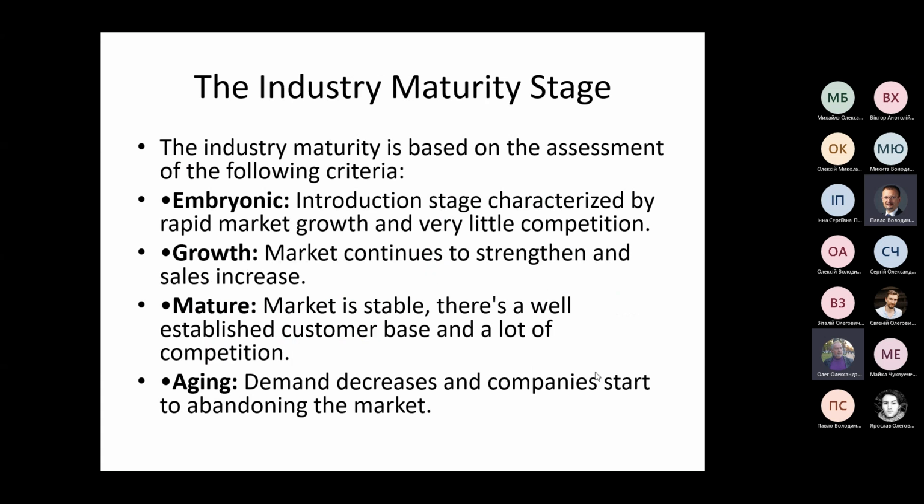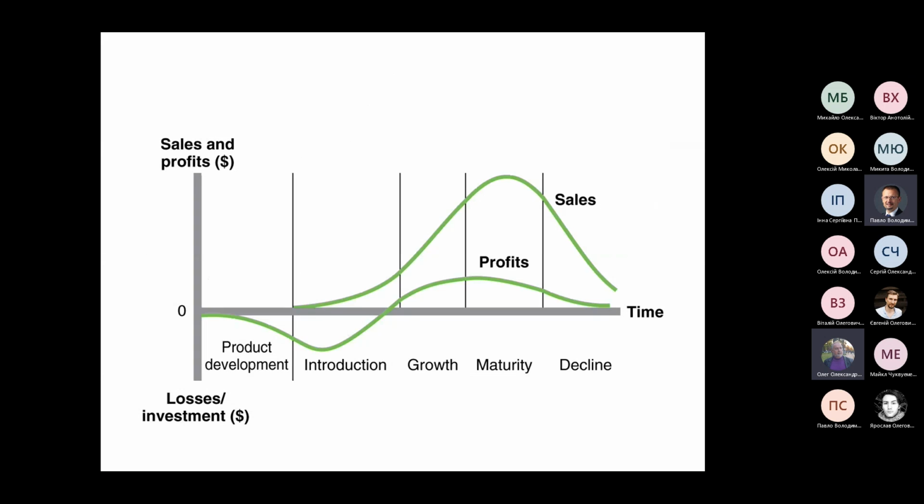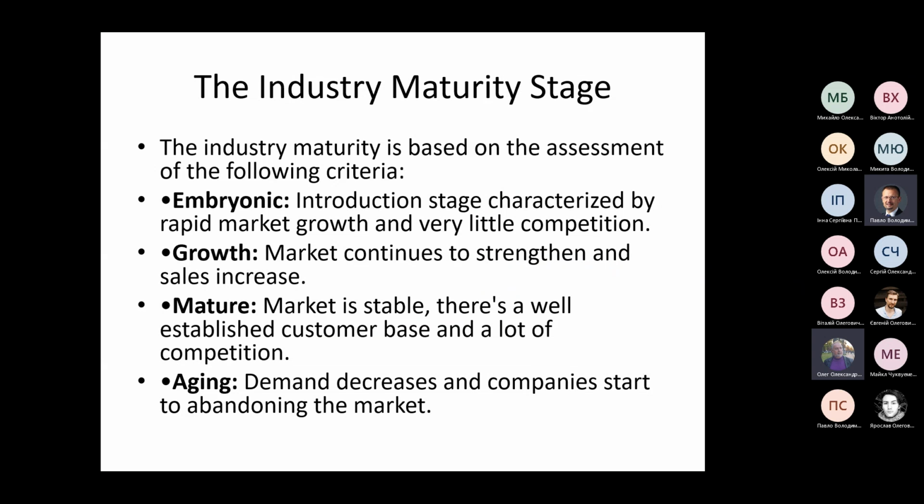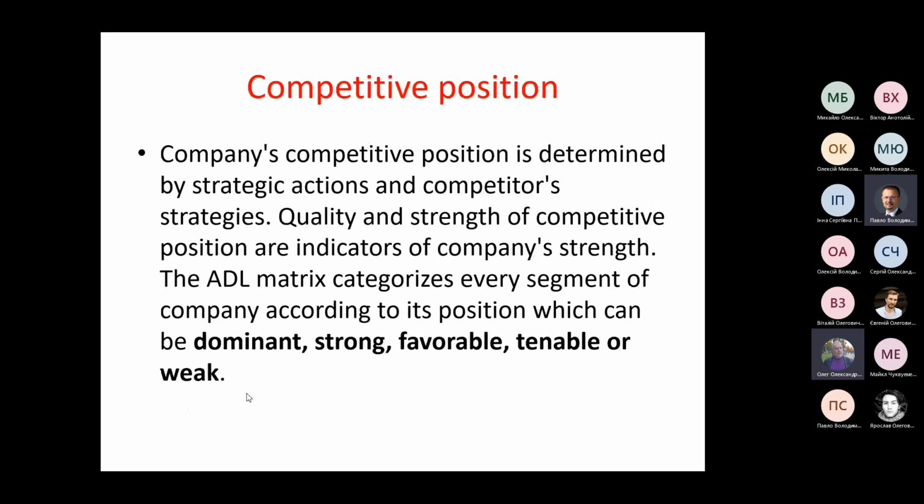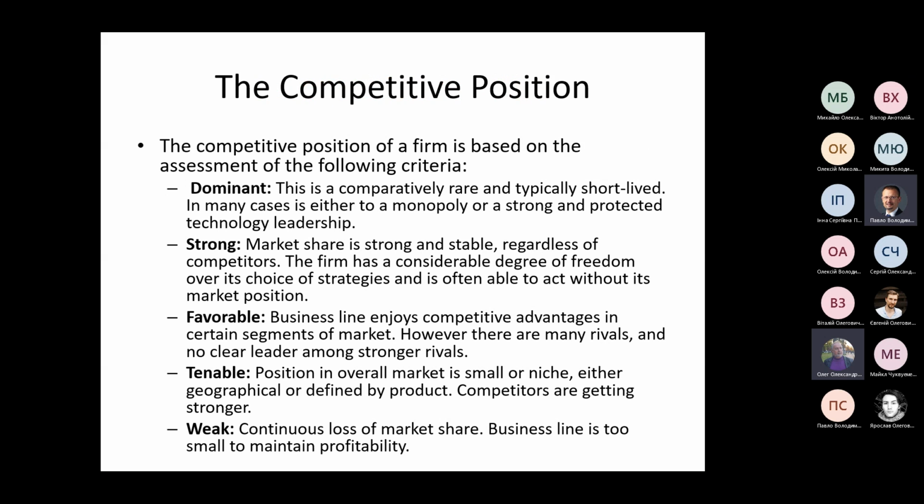Just instead of introduction, we have embryonic. And instead of decline, we have aging. And when speaking about competitive position, we have some categories. And these categories are the following: dominant, strong, favorable, tenable, and weak. And they decided to provide the verbal definition of every competitive position.